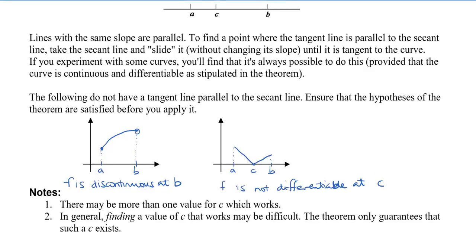Now, there may be more than one value for C which works, similar to what we saw in Rolle's theorem. In the graph we saw sometimes we had 1, 2, or even 3 or more points where the slope was 0. The same thing can apply to the mean value theorem, where we can have several points on the graph where the tangent line is parallel to the secant line. So in general, finding a value of C that works may be difficult. The theorem only guarantees that such a C exists.